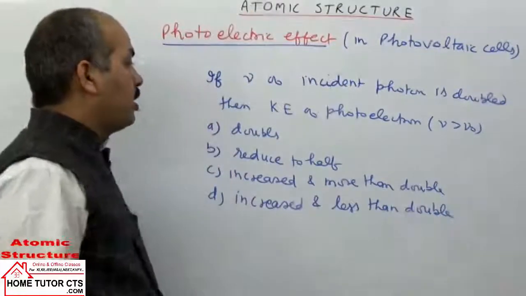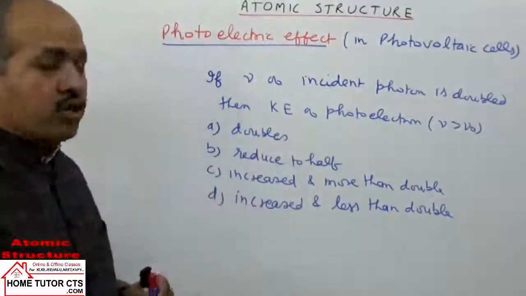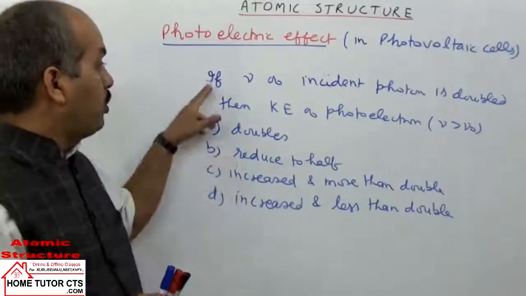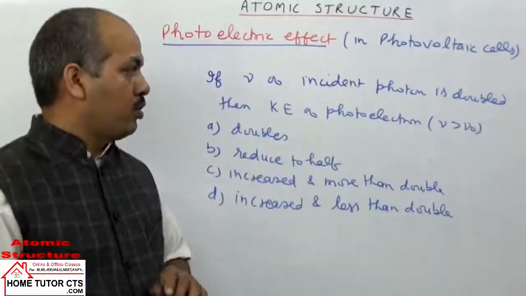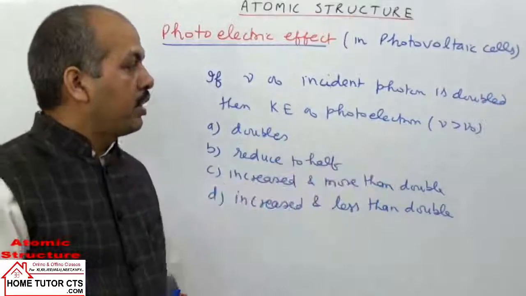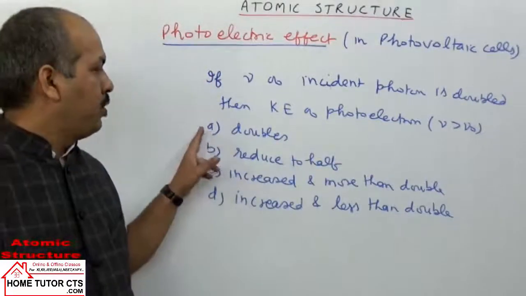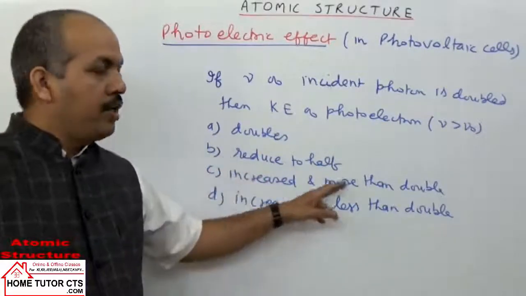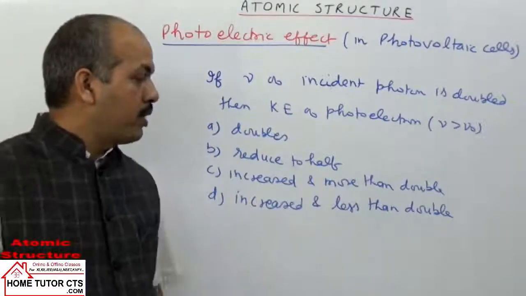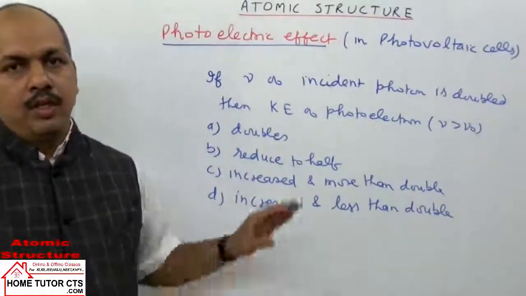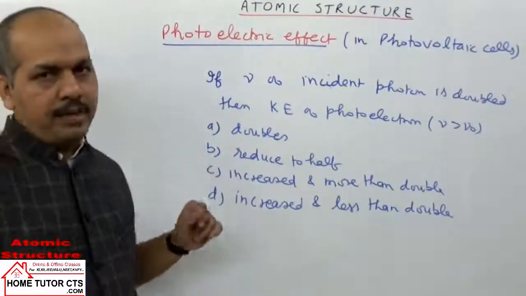Increased and less than double. आपका ऑब्जेक्टिव क्वेश्चन बनेगा इसमें इस टाइप का. If the frequency of the incident photon is double, then the kinetic energy of photoelectrons. ऑप्शन दिया है इसमें, आपको ये दिया हुआ है कंडीशन न्यू इज मोर देन न्यू नॉट इन आइदर केस. ऑप्शन ए दिया है डबल्स, बी रिड्यूस टू हाफ, सी इंक्रीज एंड मोर देन डबल, एंड डी इंक्रीज बट एंड लेस देन डबल. सो यू थिंक योर आंसर योरसेल्फ and then tell the answer.